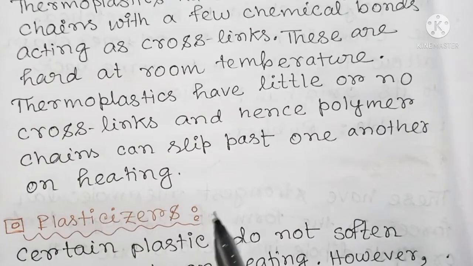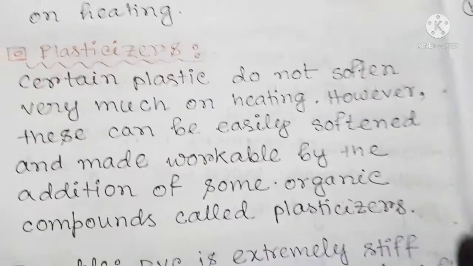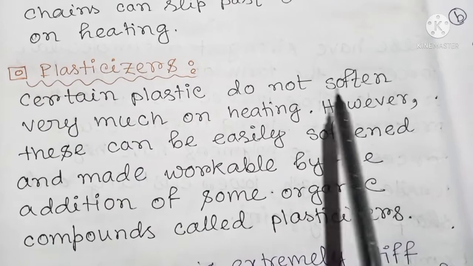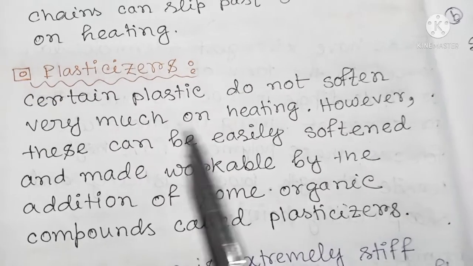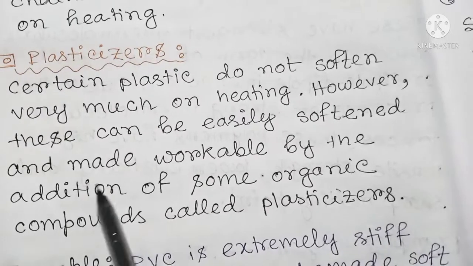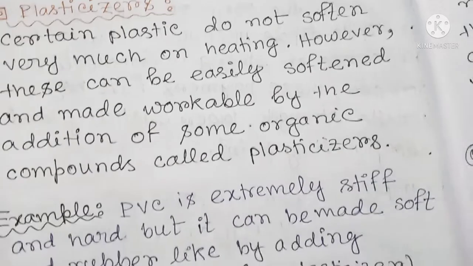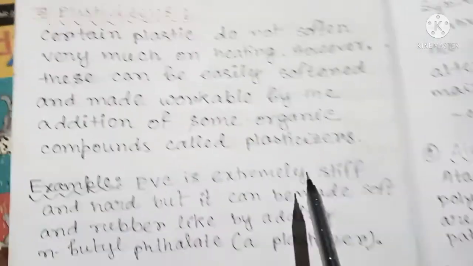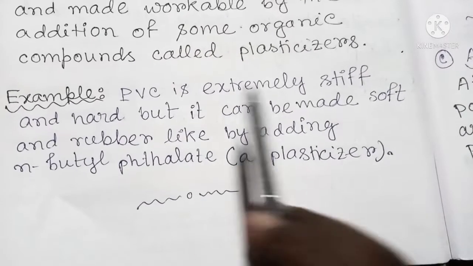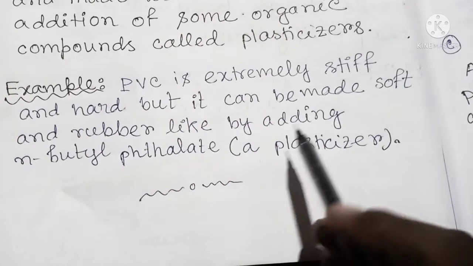Next is plasticizers. Certain plastics do not soften very much on heating. However, they can be easily softened and made workable by the addition of some organic compounds called plasticizers. Example, PVC is extremely stiff and hard, but it can be made soft and rubber-like by adding n-butyl phthalate, a plasticizer.